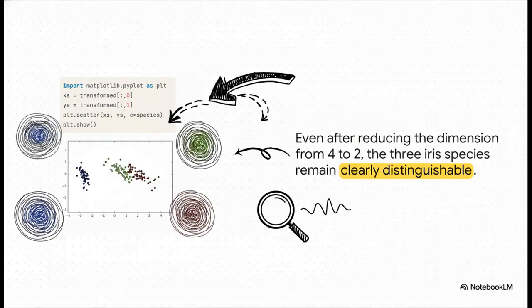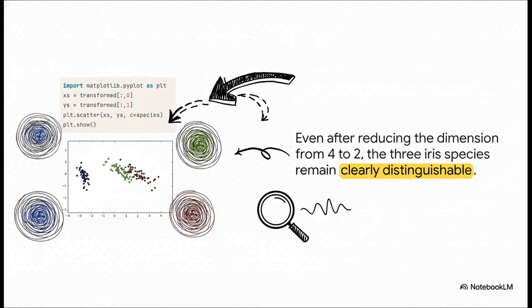But the real question is, did it work? Just look at this scatter plot. It's amazing. The 3 different species form 3 totally distinct clusters. Even though we threw out half of our data, the essential structure that separates them is still perfectly clear.